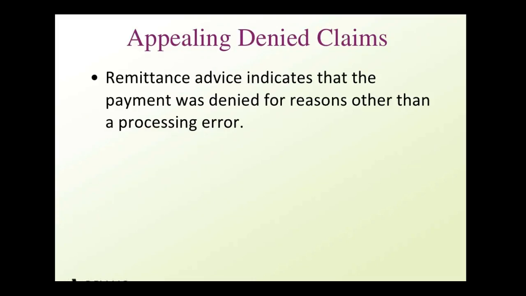Appealing denied claims. Remittance advice indicates that the payment was denied for reasons other than a processing error. You would want to go in and review those denials to see if you can appeal and provide the correct information needed in order to get that claim paid.